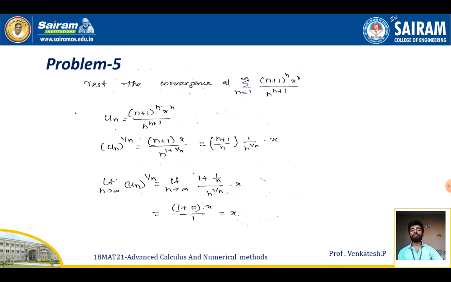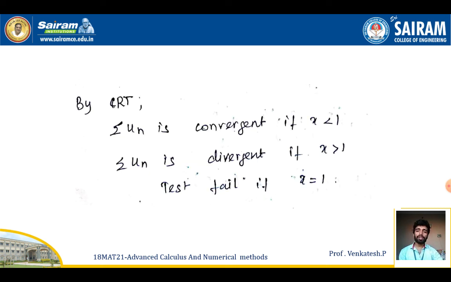So now we fall into three cases. How to test the convergence here? By Cauchy's root test, summation u_n will be convergent if x is less than 1. Summation u_n will be divergent if x is greater than 1. And the test is going to fail if the value of x is equal to 1.